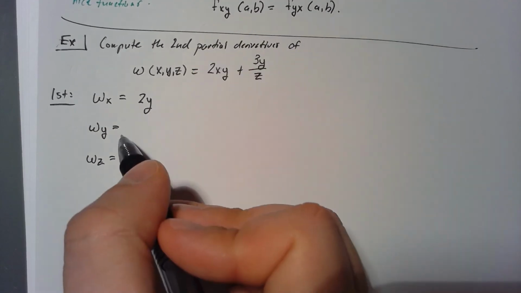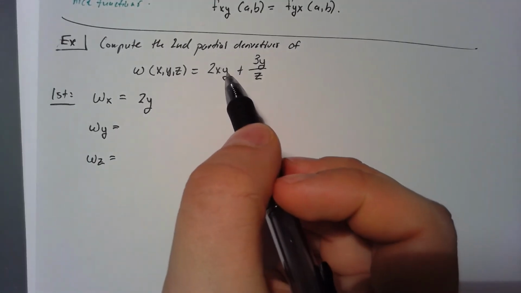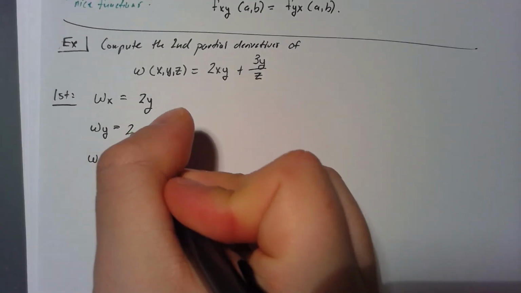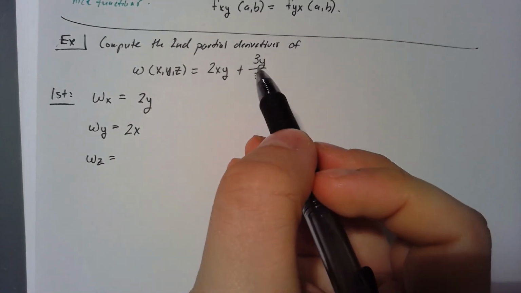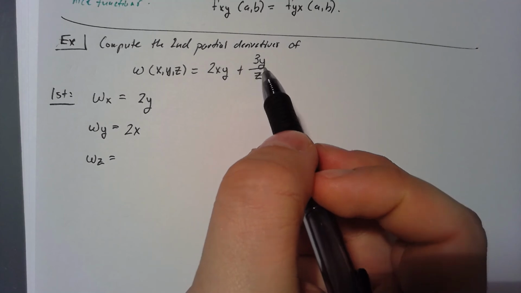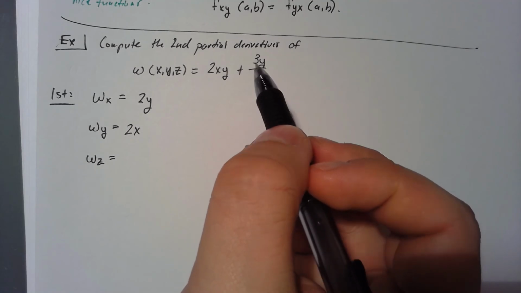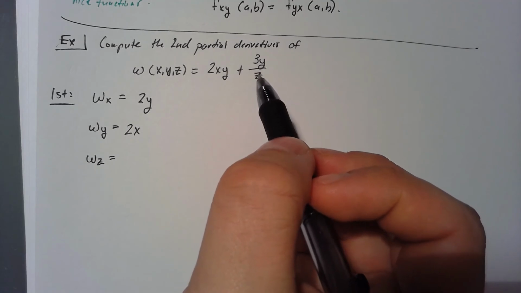All right, now with respect to y. So that'll be 2x. And well, this is going to be a constant, so this is like 3 over z, a fraction times y, right? So what's the derivative of y? Well, it's going to be 1. So this will be plus 3 over z, right?